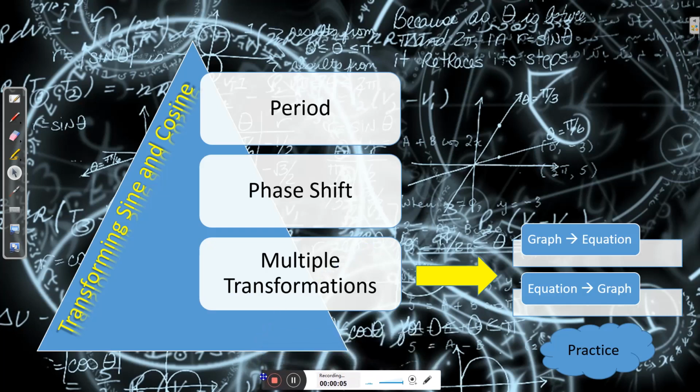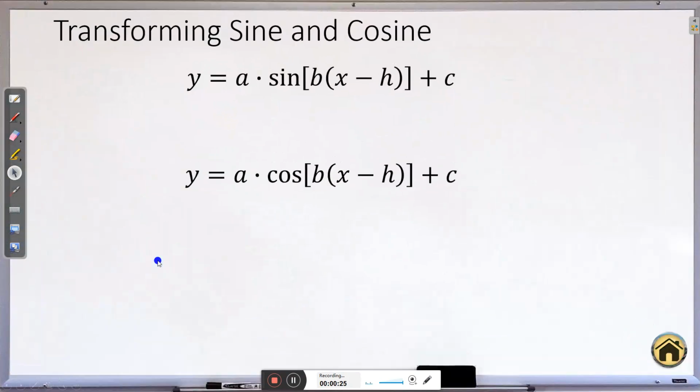In this video we're going to take a look at the period and phase shift of sine and cosine functions. So we're doing more transformations. Last time we did the amplitude and the midline. Today we've got our last two, the period and the phase shift. So first let's just take a look at what this function will look like once we have all the transformations in it.